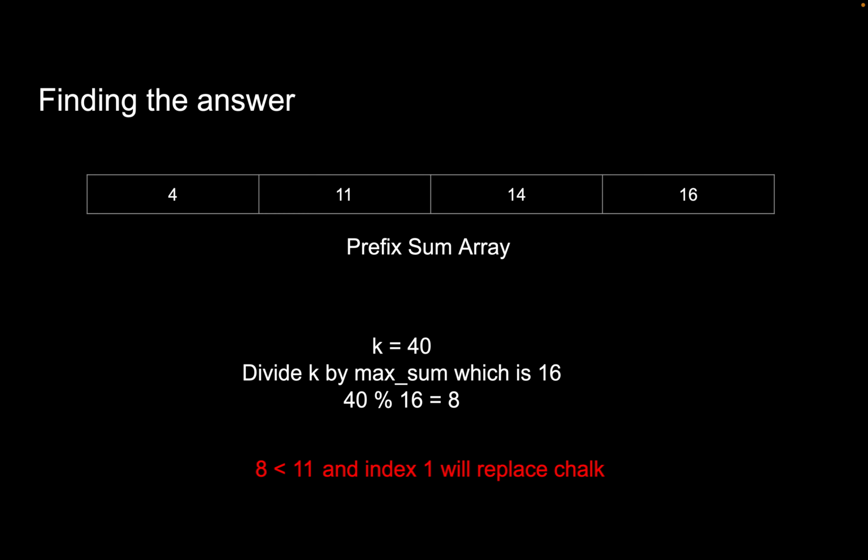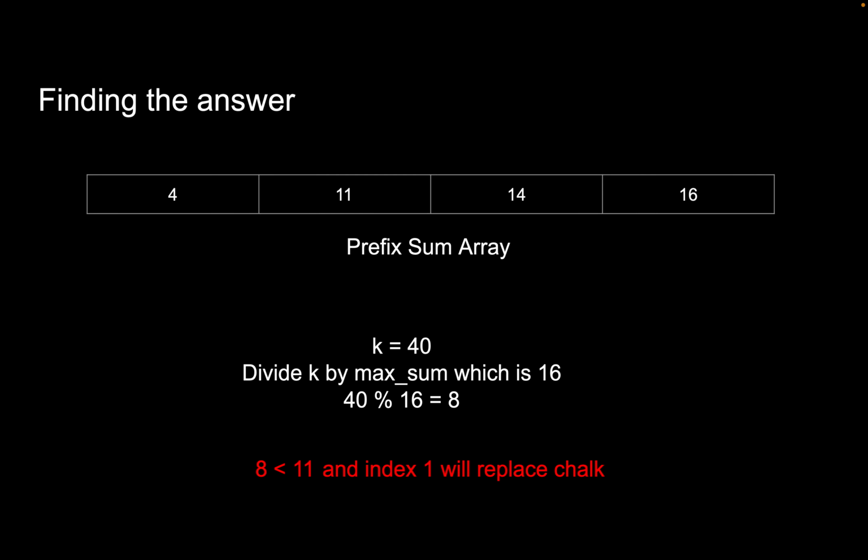So how do we find the answer? We're given this prefix sum array 4, 11, 14 and 16. So now we know that for every loop of questions, which means for every set of questions from the first to the fourth child, the maximum chalk that we used up will be 16.